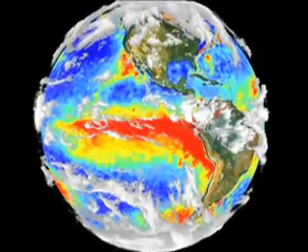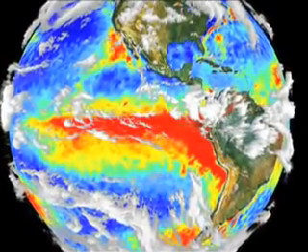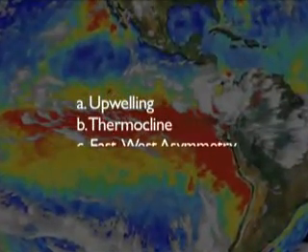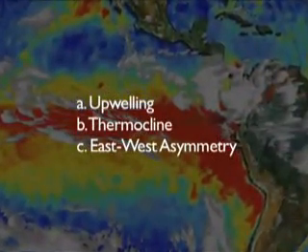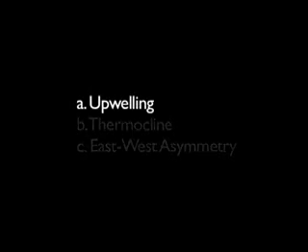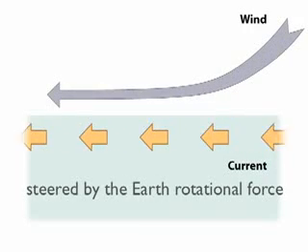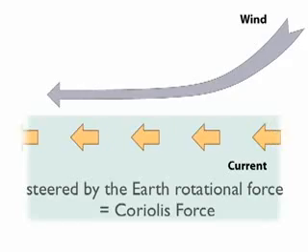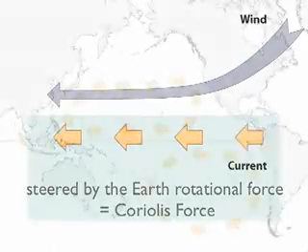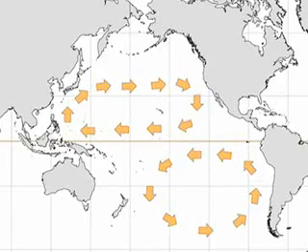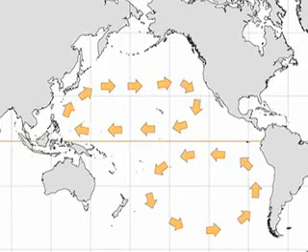We begin by introducing 3 important oceanographic processes that are integral to an El Niño event: upwelling, the thermocline, and east-west asymmetry. Ocean currents are driven by the wind and steered by the Earth's rotational force, known as the Coriolis force. In the northern hemisphere, these currents circulate in a clockwise pattern, and in the southern hemisphere, these currents circulate in a counterclockwise pattern.